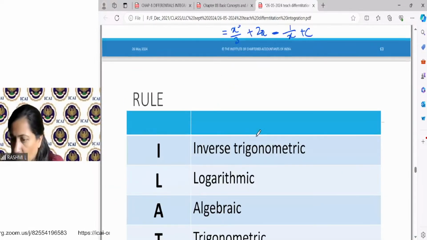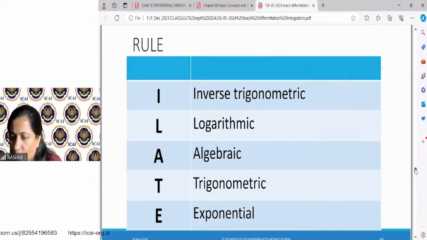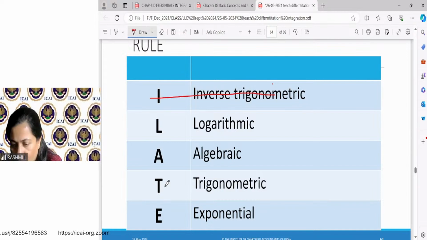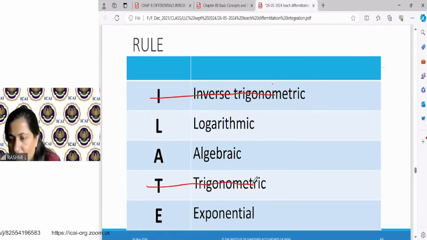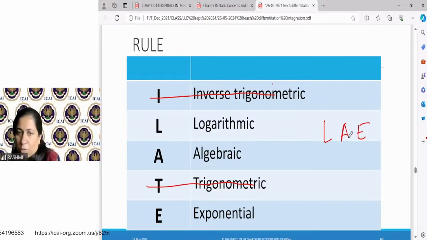So what is the rule that you must follow while solving integration by parts? It is known as the ILATE rule. See, this is not in your syllabus, so you may forget about the inverse trigonometric and the trigonometric. But when you are searching for something, you will get this. So the order is L A E: logarithmic, then algebraic, and then exponential. This is the rule that you must follow.